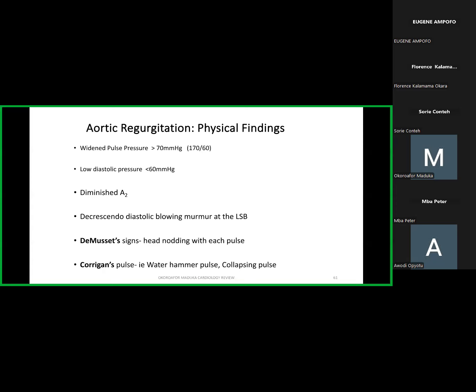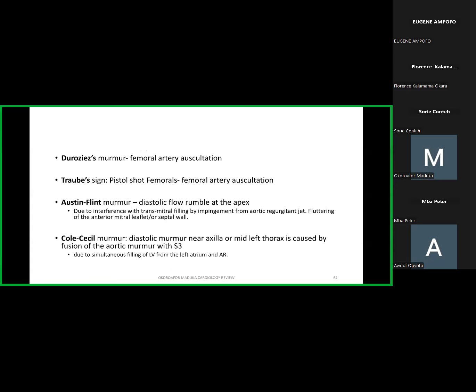They will have diminished A2. And like I said, they have a lot of eponyms. So you could find the De Musset sign where the patient just nods the head. They could have the water hammer pulse, the Duroziez and Traube sign, which are almost similar, just that for the Duroziez, you hear the sound when you place your stethoscope over the femoral artery, okay, and then apply pressure. You hear a sound usually in diastole.